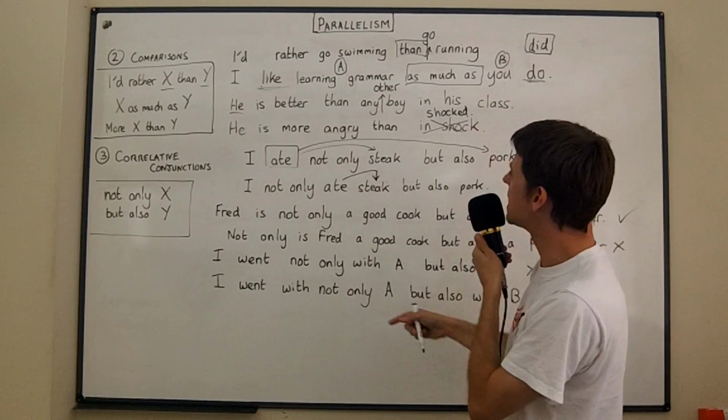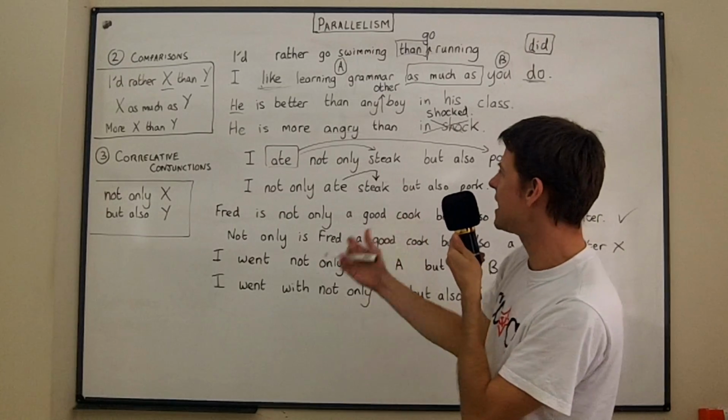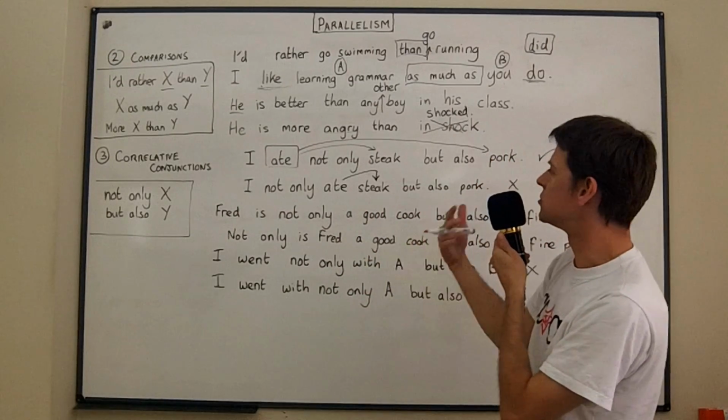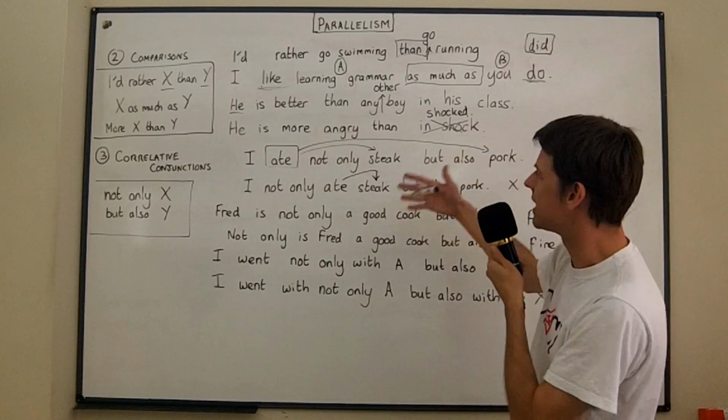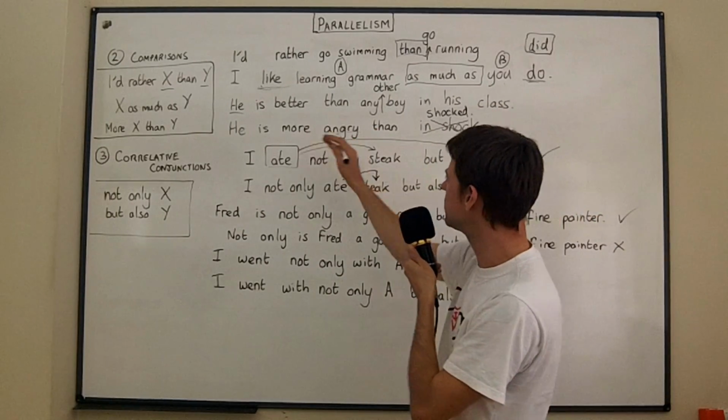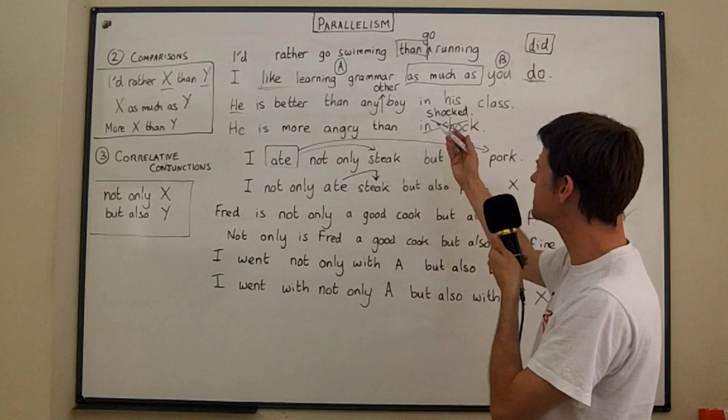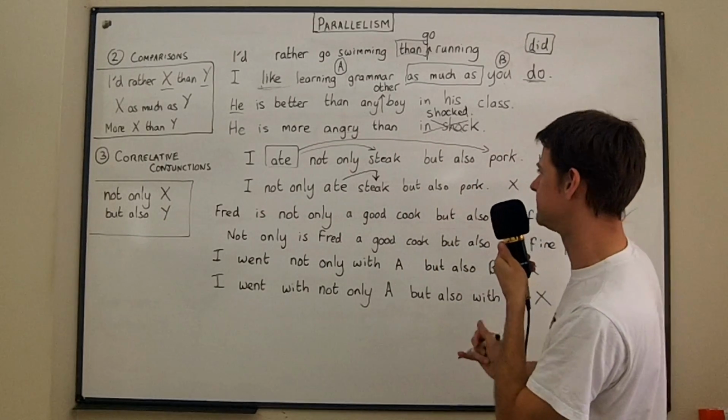But of course we could have a clause here. He is more angry with me than shocked by my behaviour. Angry with than shocked by. And then that would still be parallel. We'd have a clause: He is more angry with me than shocked by my behaviour.